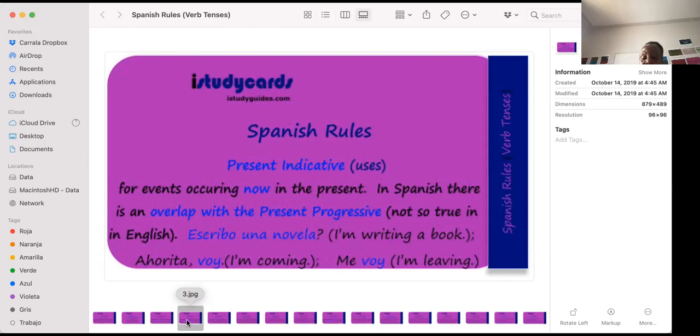Okay, now when you want to say I'm leaving, bye, I'm leaving, you say me voy. Now you're using the same verb ir, but now you're using it in its pronominal or reflexive form. You say me voy, and me voy means ya me voy. That means I'm leaving.